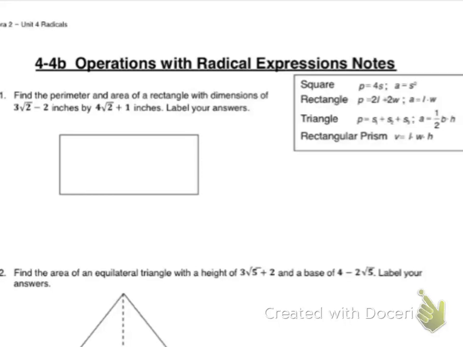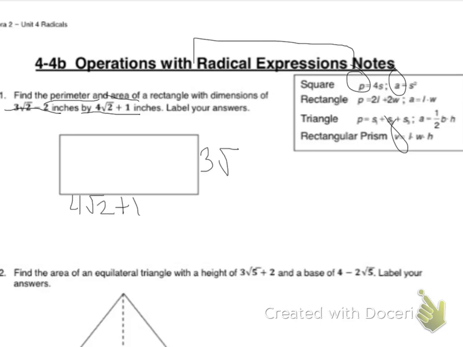Today we will be talking about how to find perimeter, area, and volume of figures using radical expressions. So in the first problem on the notes it says, find the perimeter and area of a rectangle with the dimensions of 3 square root of 2 minus 2 and 4 square root of 2 plus 1. So first let's label 4 square root of 2 plus 1, 3 square root of 2 minus 2.